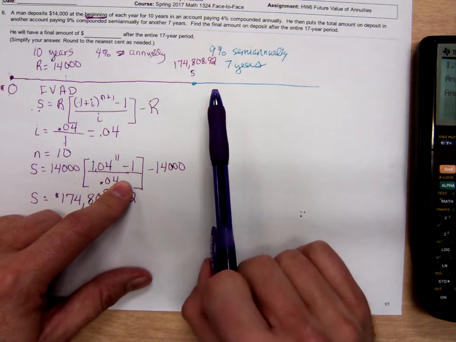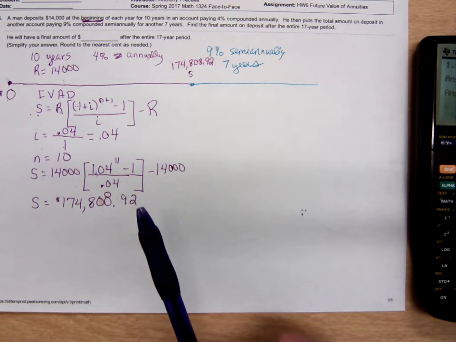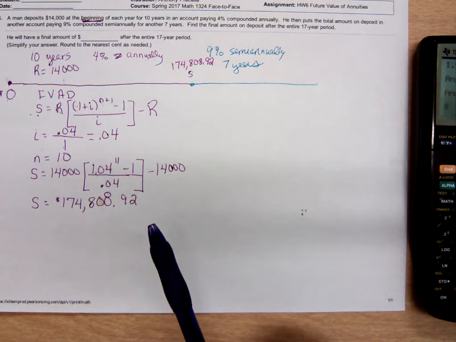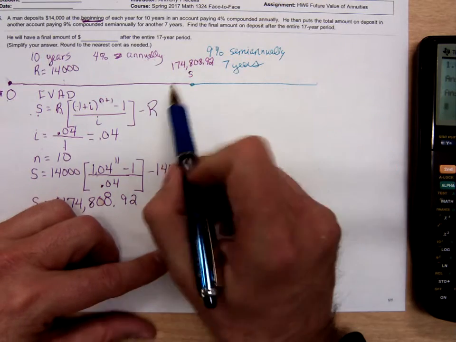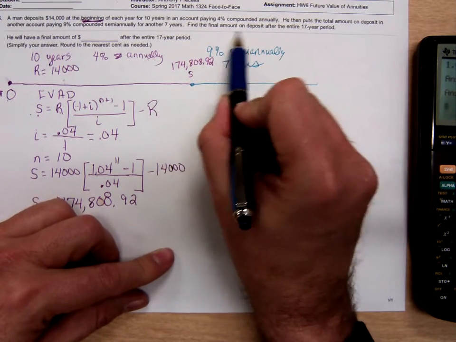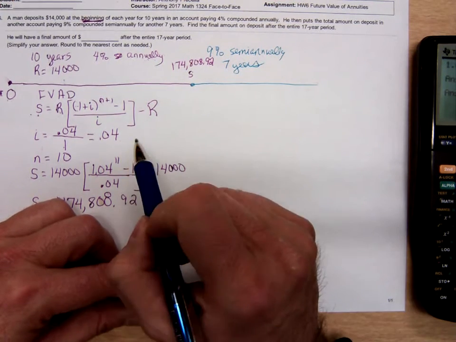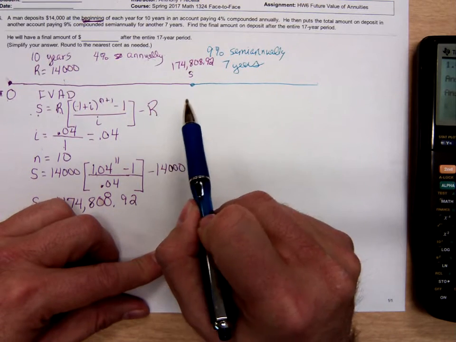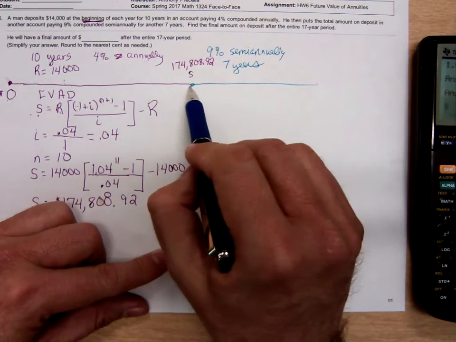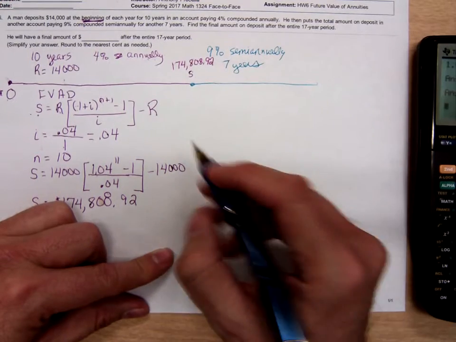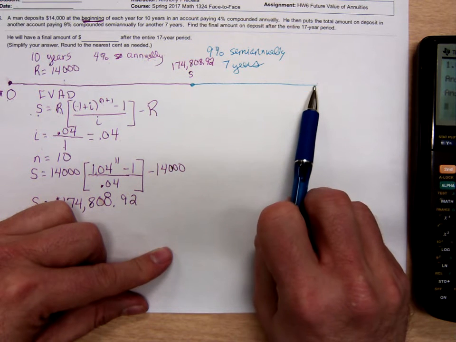But now on to the second part. At this point, this person has quit making the $14,000 payments a year. He's just leaving the money sitting there in his account for 7 years, or he's put it into this new account. He's now paying 9% compounded semi-annually for 7 years. There's no more periodic payments. This part here is no longer an annuity. The annuity was this part. So what do we have here? Well, we have one lump sum that just sits in the account for 7 years.